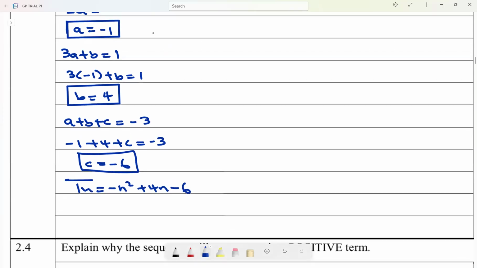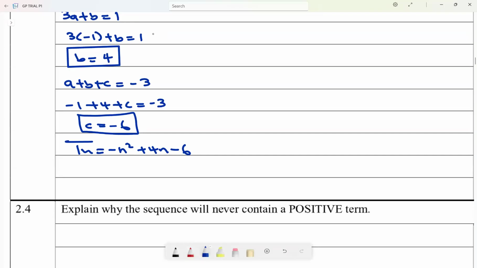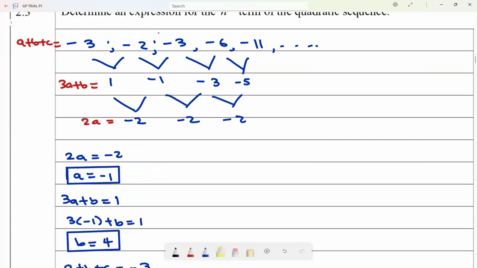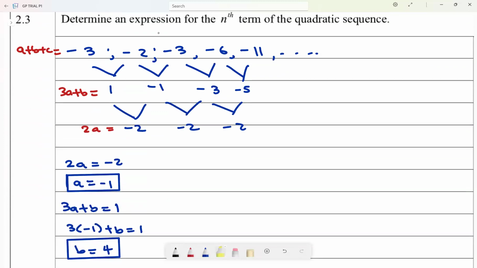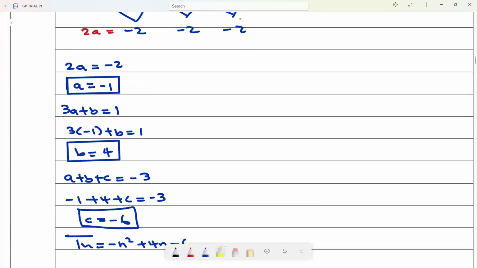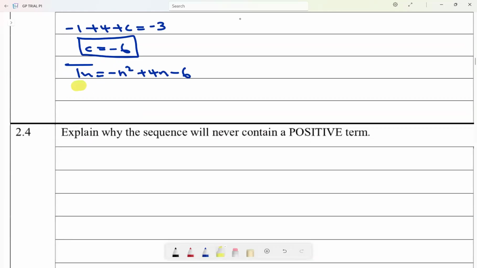So that's that. Now I like students to confirm if their pattern is correct. How so? This is term number 1, number 2, number 3, number 4. Just insert 4 here and find T4. Let's check T4 against the term that is in the pattern.